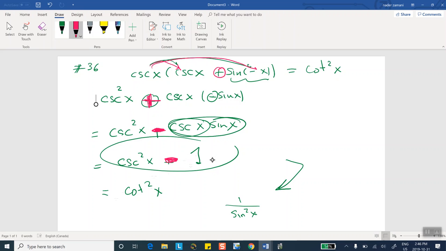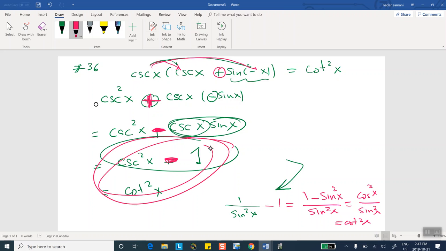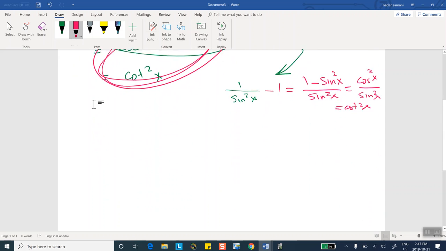Now, if you didn't remember this, you can do it by brute force. Minus 1, and this is sine squared x, 1 minus sine squared x, and the top of this is cosine squared x divided by sine squared x, and this is cotangent squared x. See, you did not have to remember this identity. You could have done it by brute force and come up with the same conclusion that's on your right-hand side.